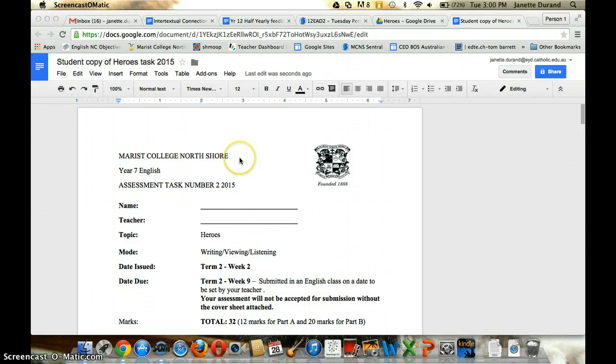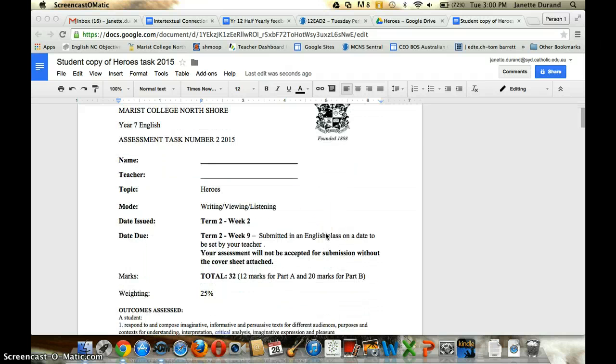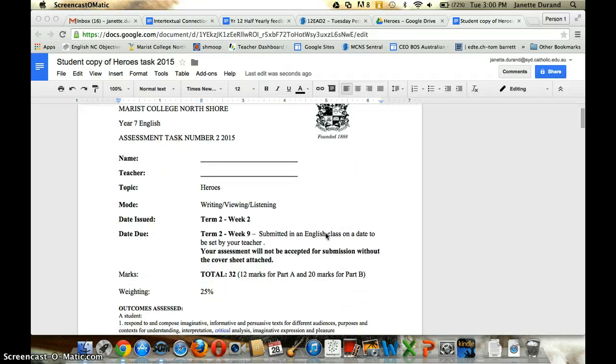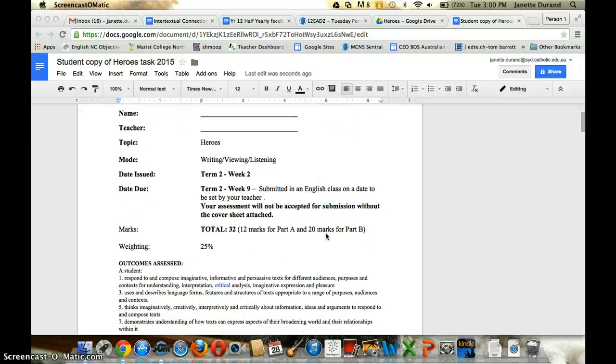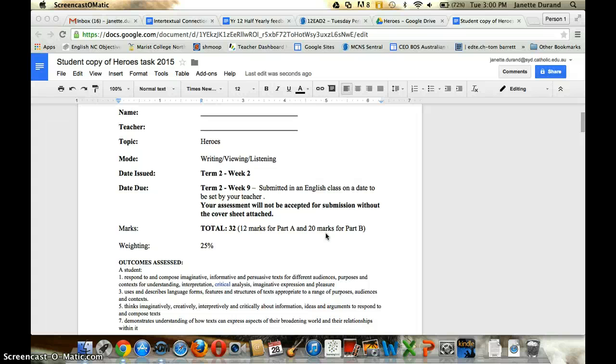Hello Year 7, this is your second assessment task for this year. It's on the topic of heroes, the modes being assessed are viewing, writing and listening. It will be issued this week and it is due in week 9, and your teacher will inform you of the submission date that is due depending on when it is handed out.